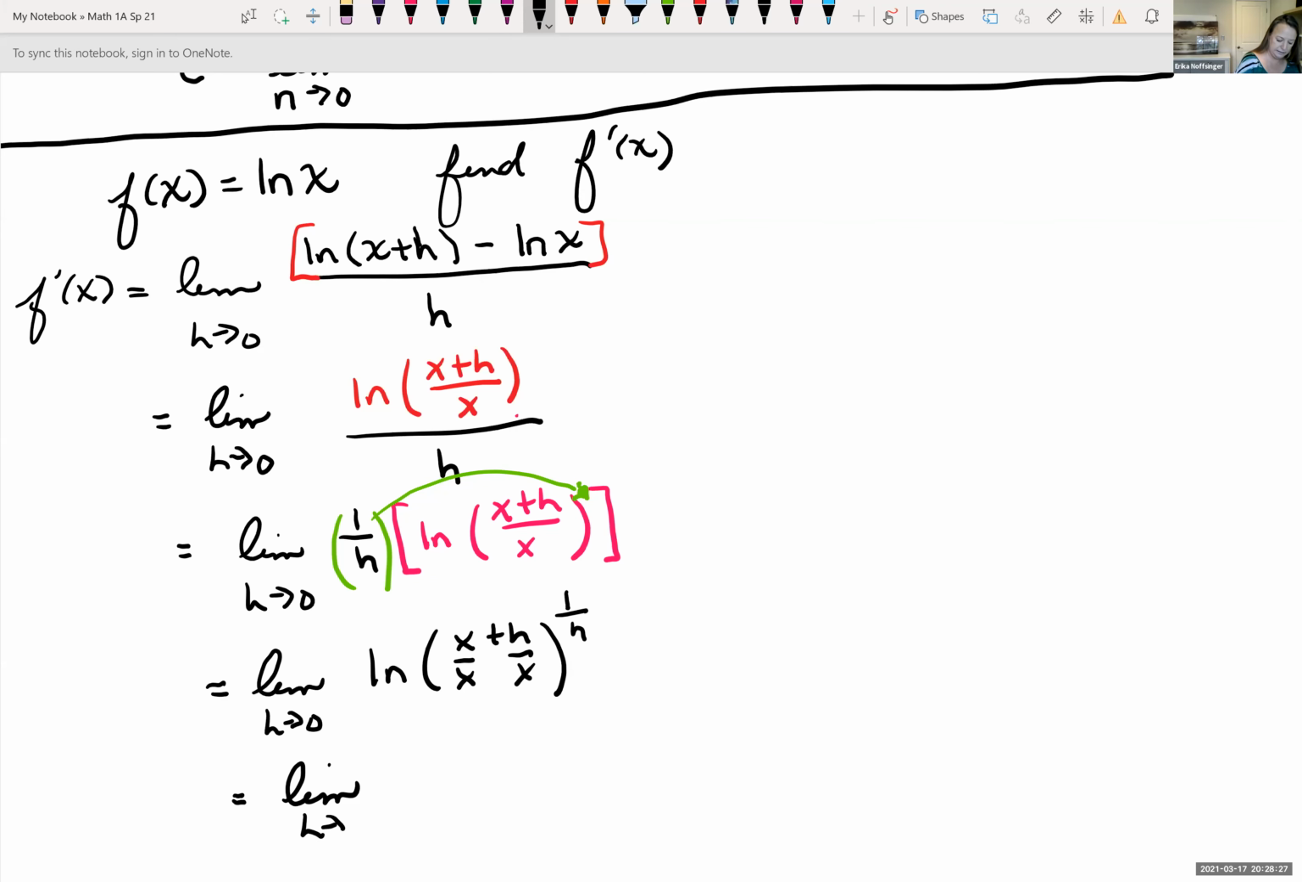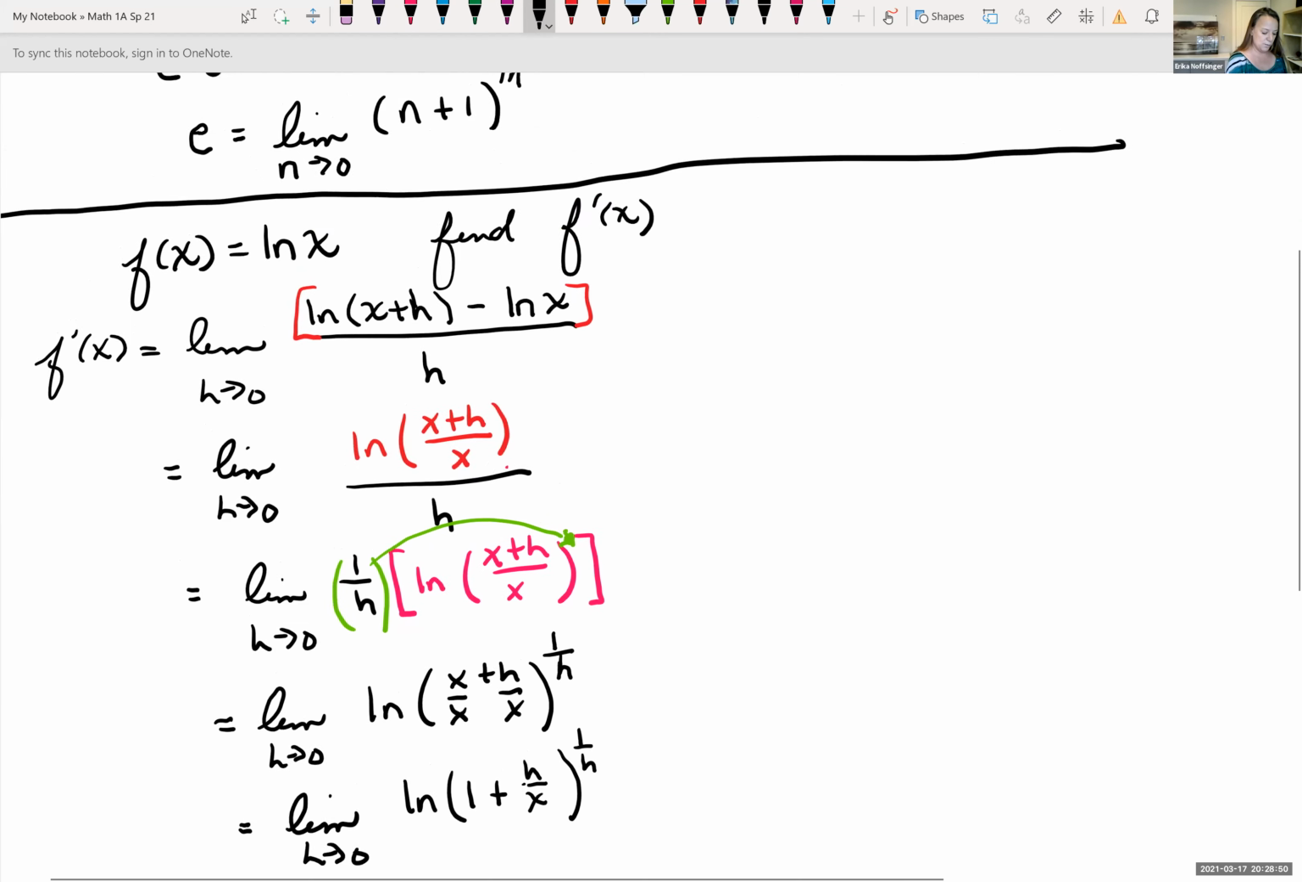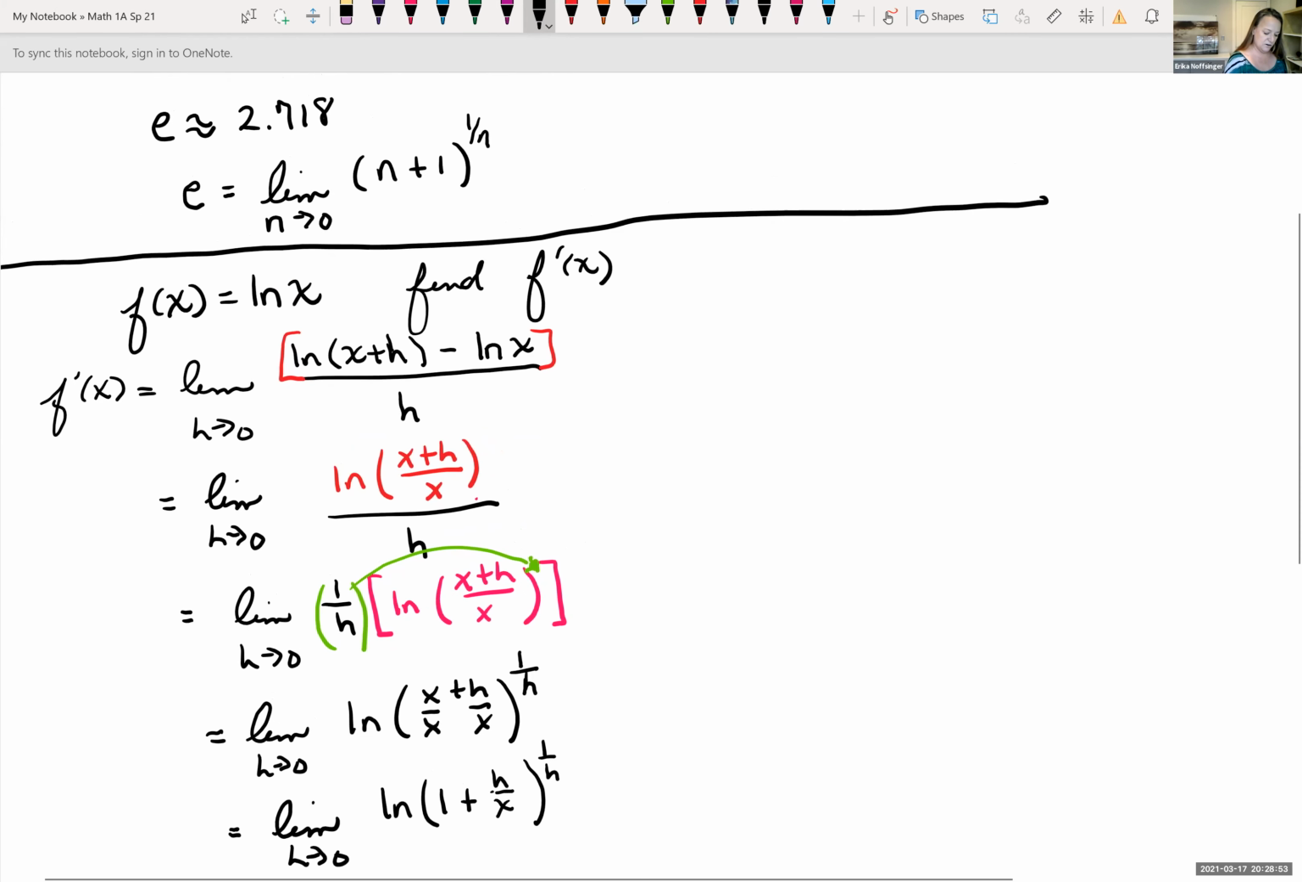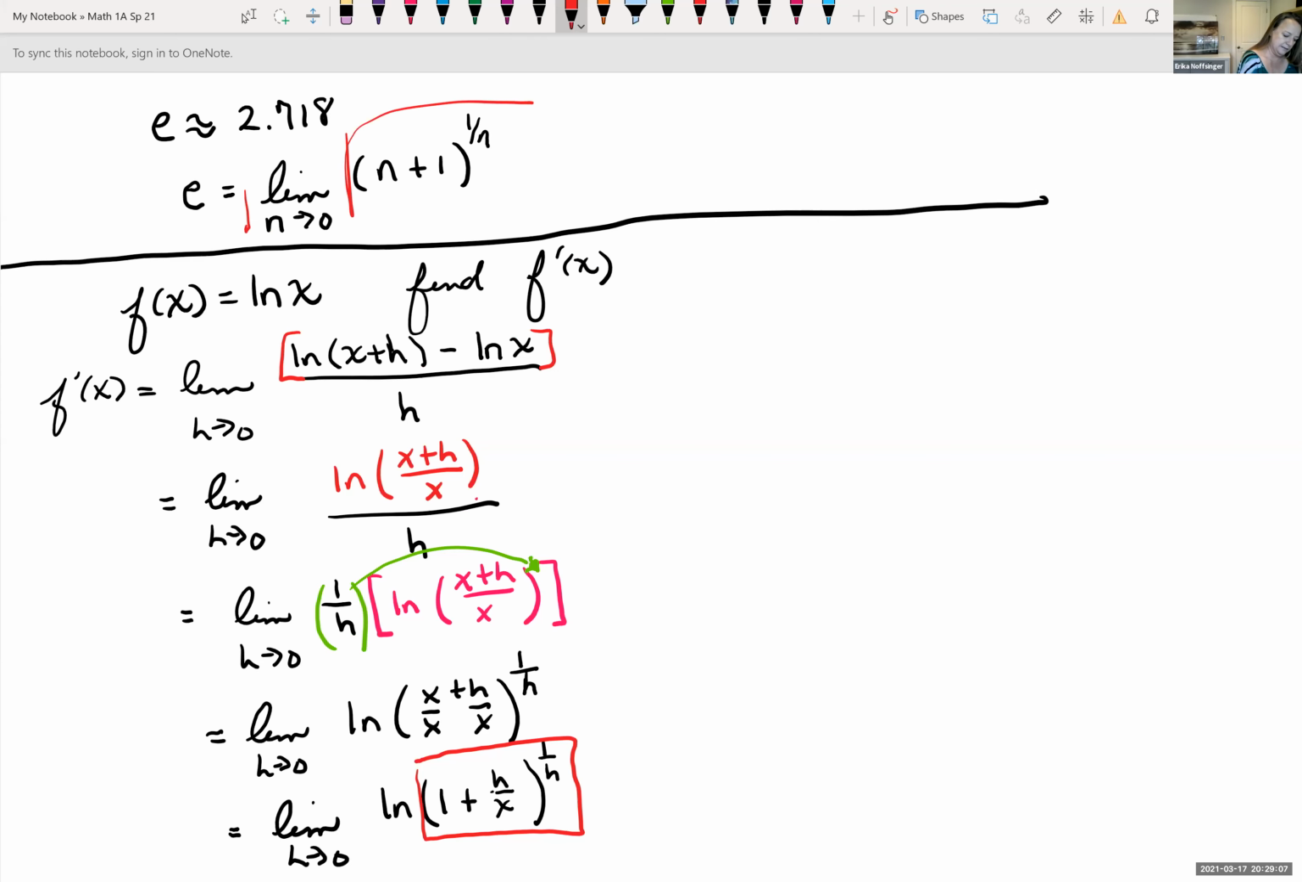Let's clean that up a little bit. So we have the limit as h goes to 0 of the natural log, x over x is just 1, plus h over x, all raised to the 1 over h. So notice that's almost identical. I want to try to manipulate this inside the natural log to look like this.